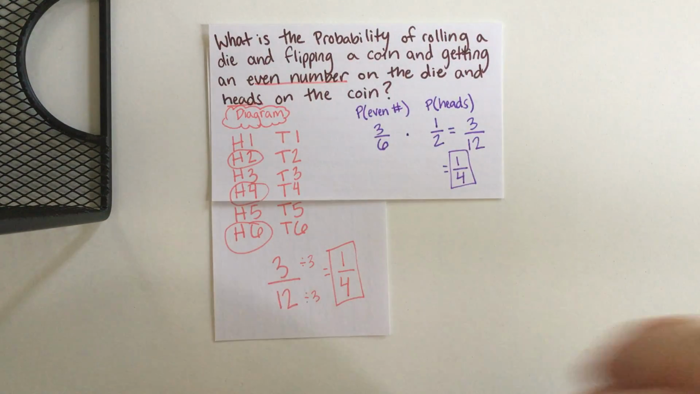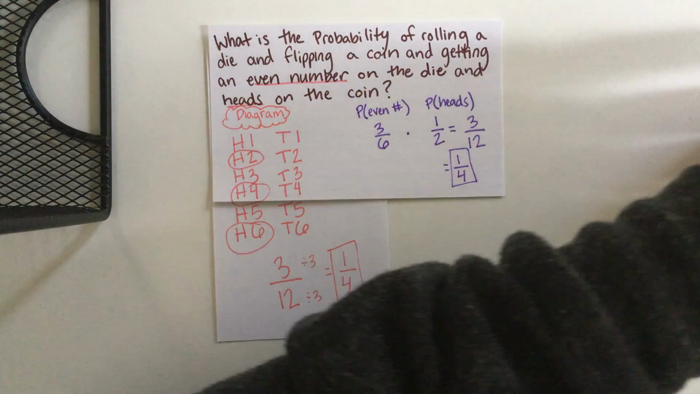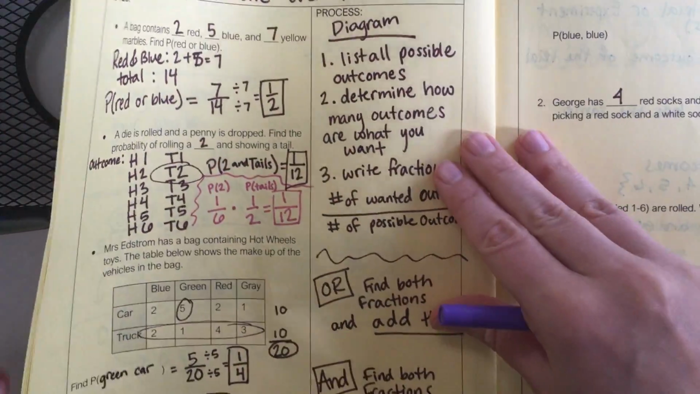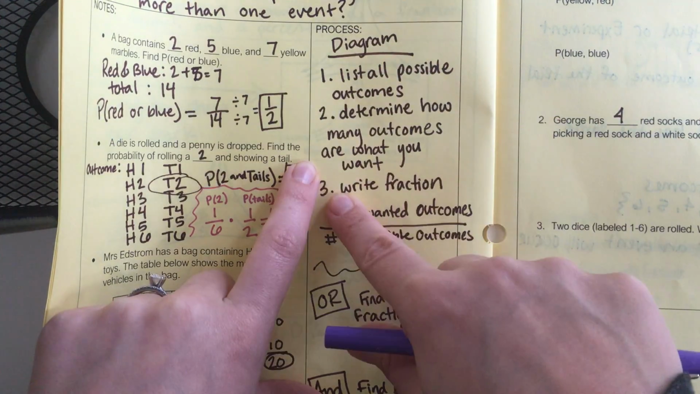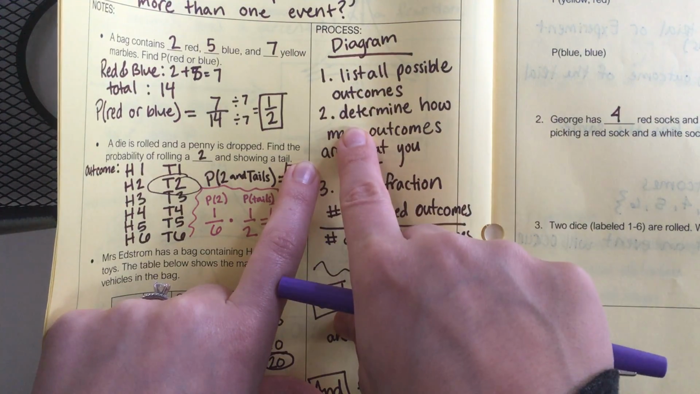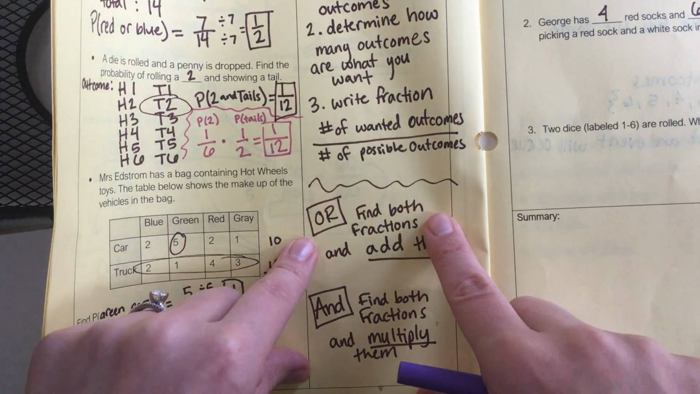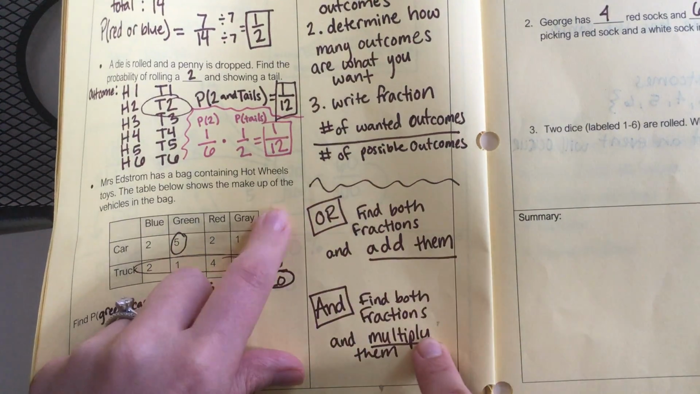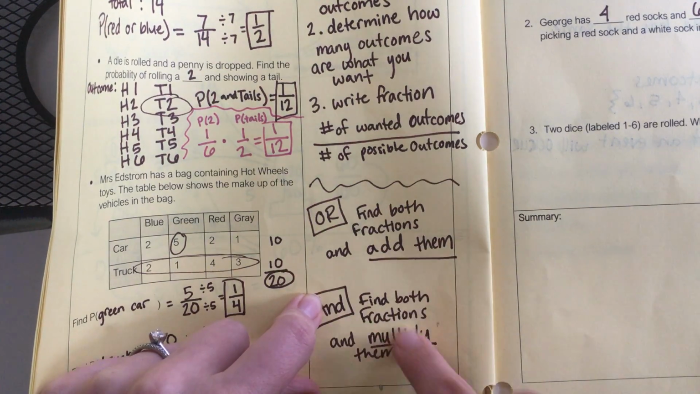Two different ways. You do not need to know both ways. You can pick which of these ways you like the best. So what I want you to do is take a look in your notes, and in your notes you have the diagram option listed, the process: list all the outcomes, determine which ones are the ones you want, and then write your fraction. Or you have the equation. Ors, you're going to add the fractions. If the problem's an and, then you're going to multiply.